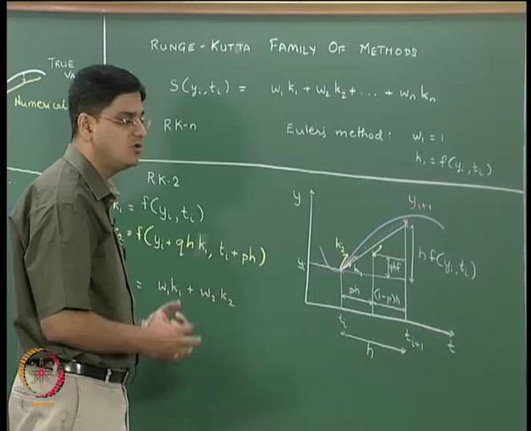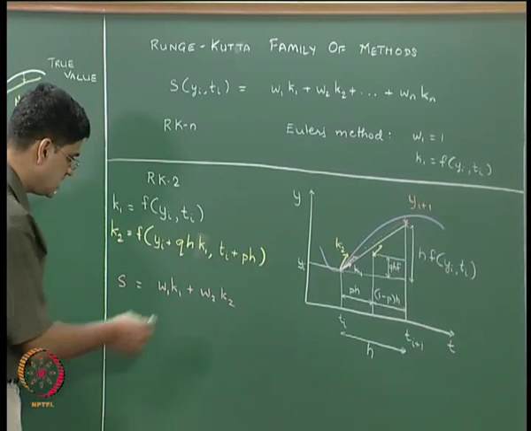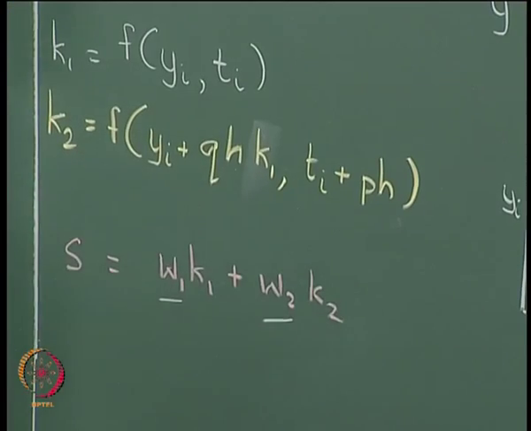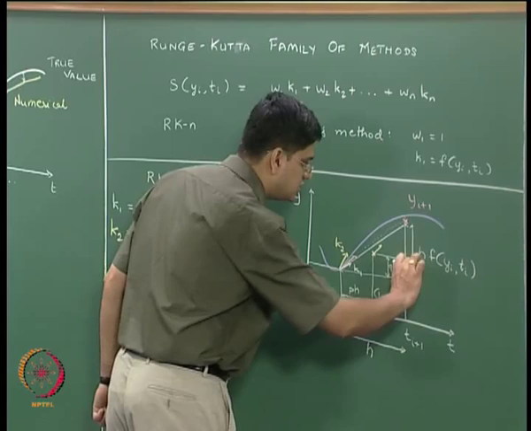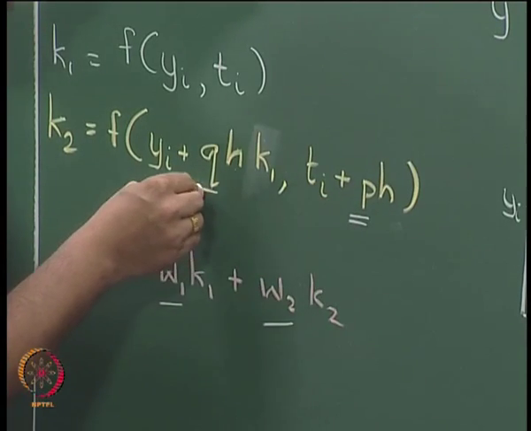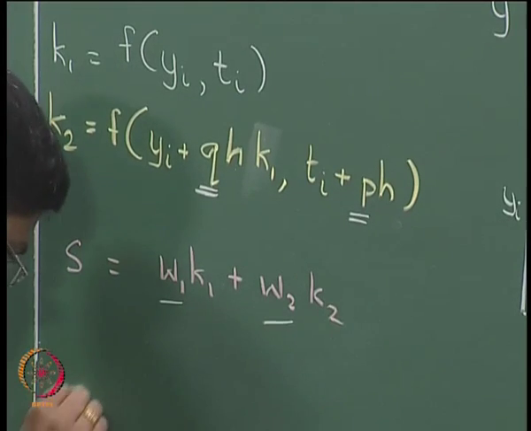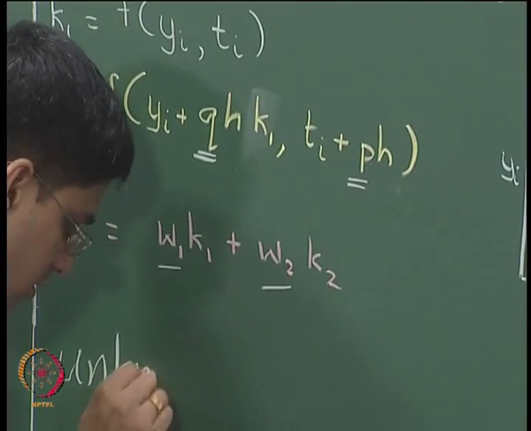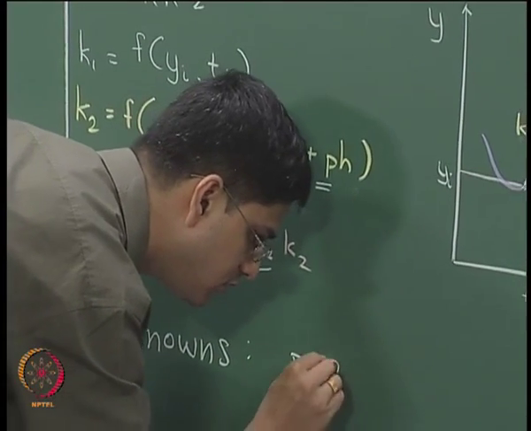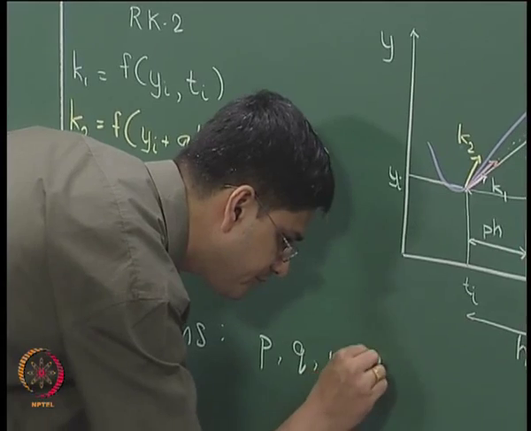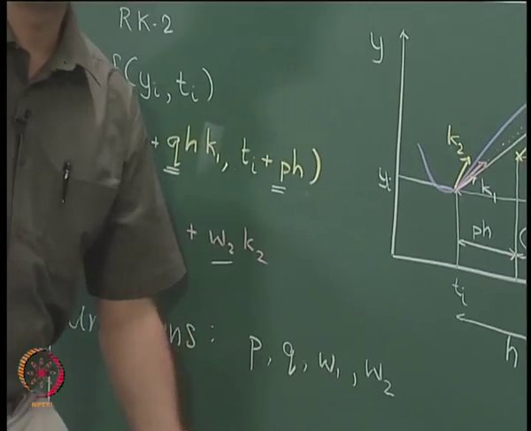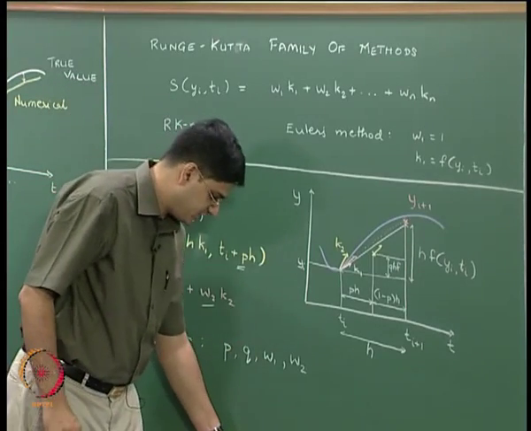Okay. So, now let us look at the unknown quantities that are there in the RK2 method, which we need to now figure out how to find. The unknown quantities of course are the two weights w1 and w2, as well as these particular fractional distances p and q. Okay. So, these are the four unknown quantities. And we need to figure out a way how to find these unknown quantities.